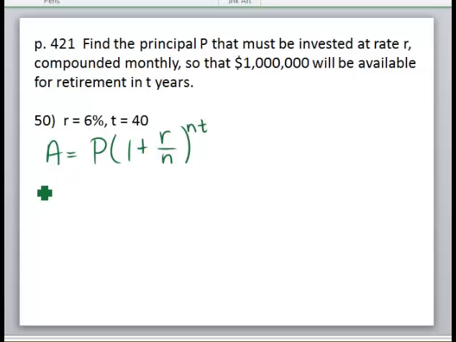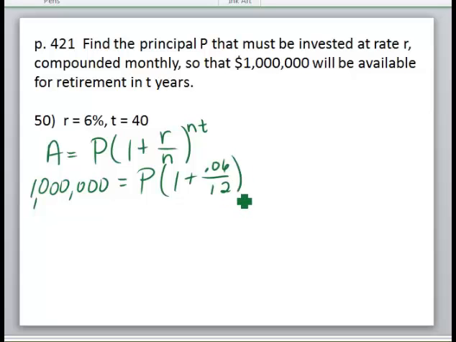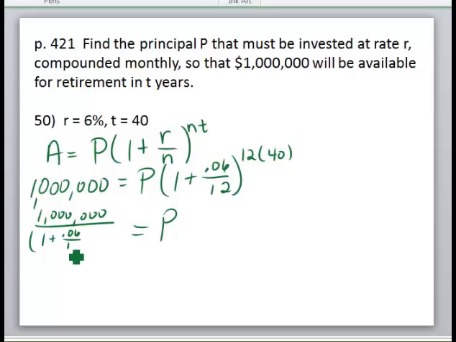So they want us to be able to have $1 million at retirement. So that's my ending amount. I don't know P. I know my rate is 0.06. The number of times we're compounding it is 12. And we're doing that for 40 years. So really we're just dividing 1 million by 1 plus 0.06 over 12 to the 12 times 40.